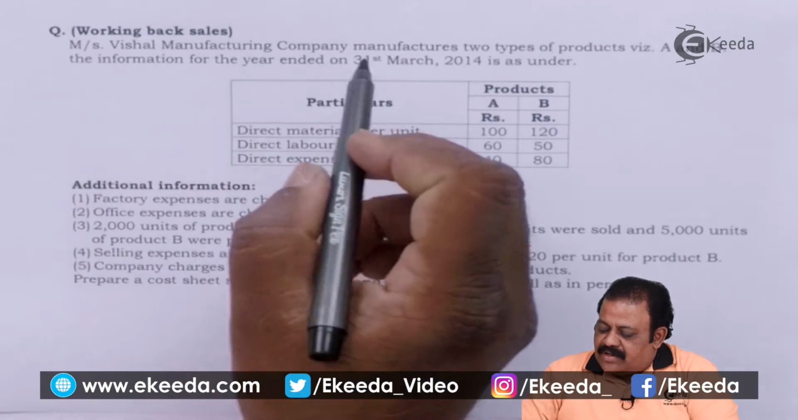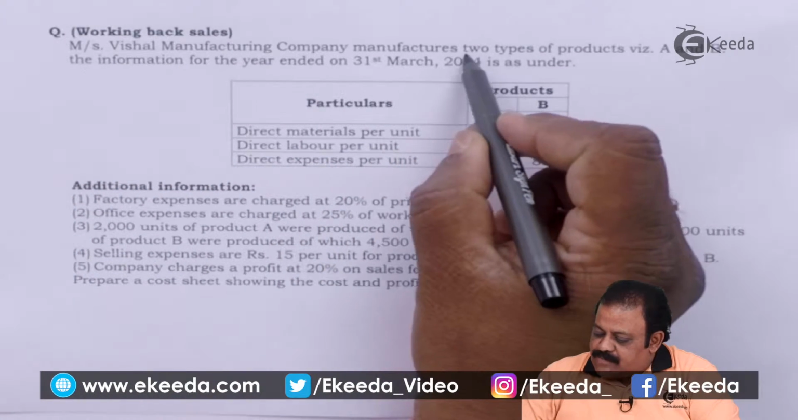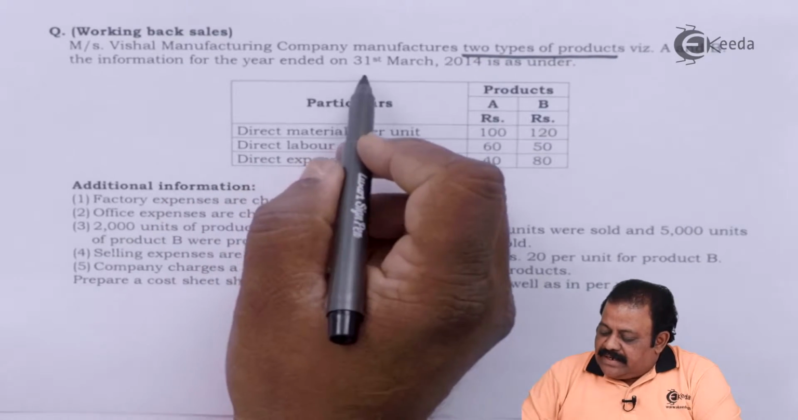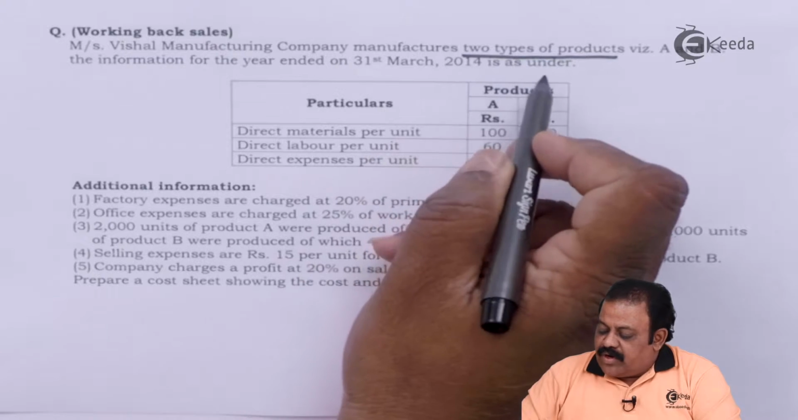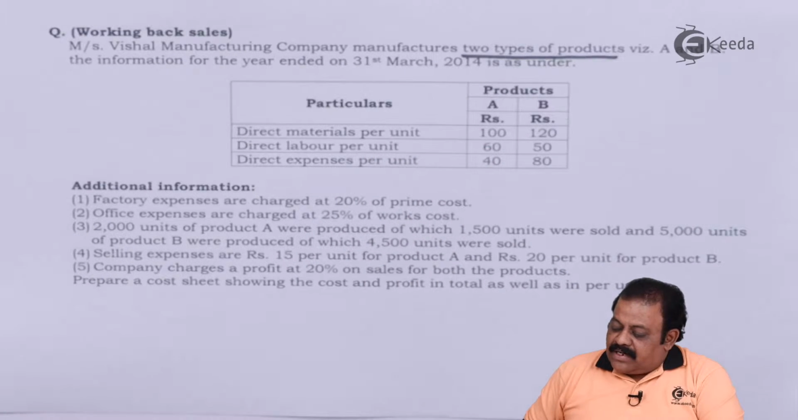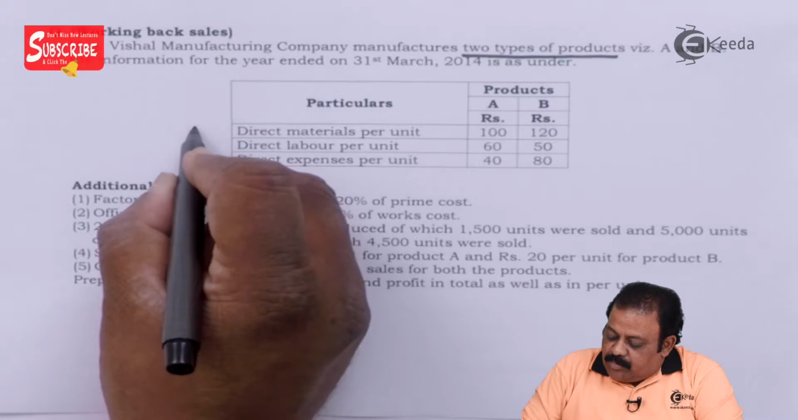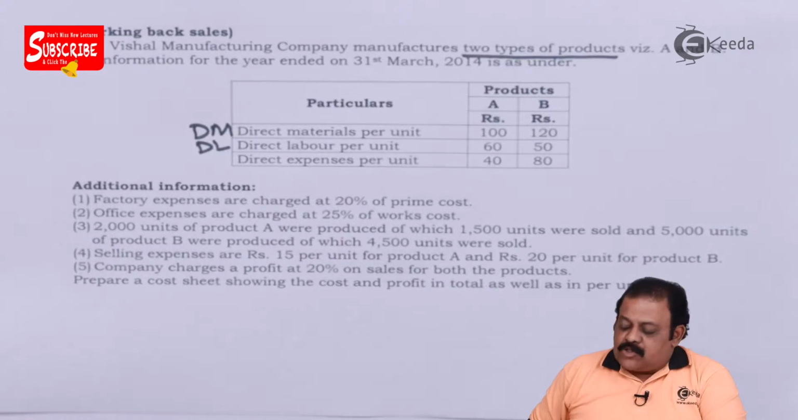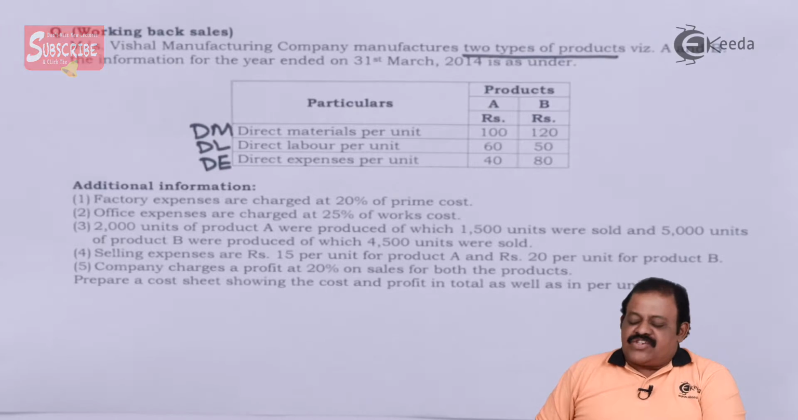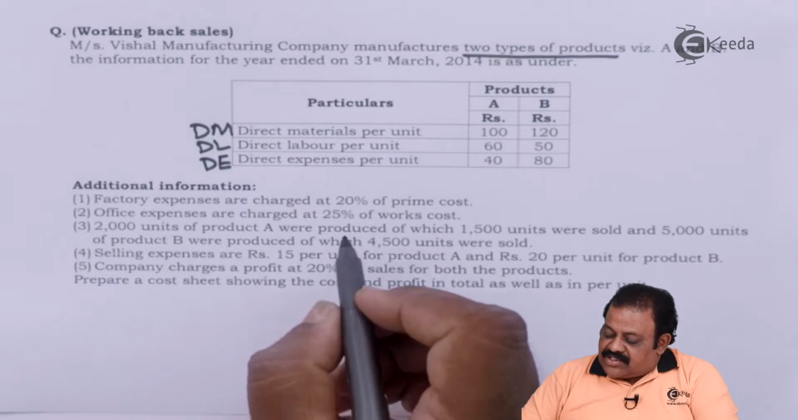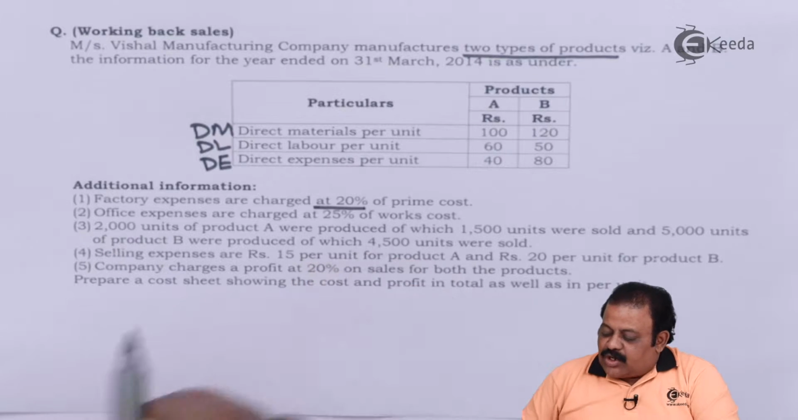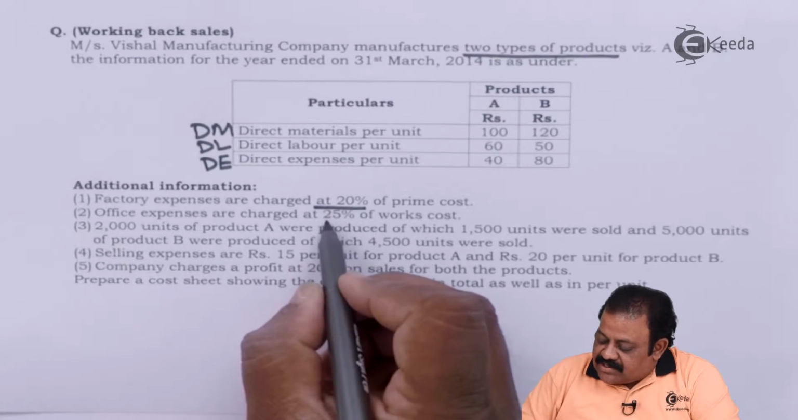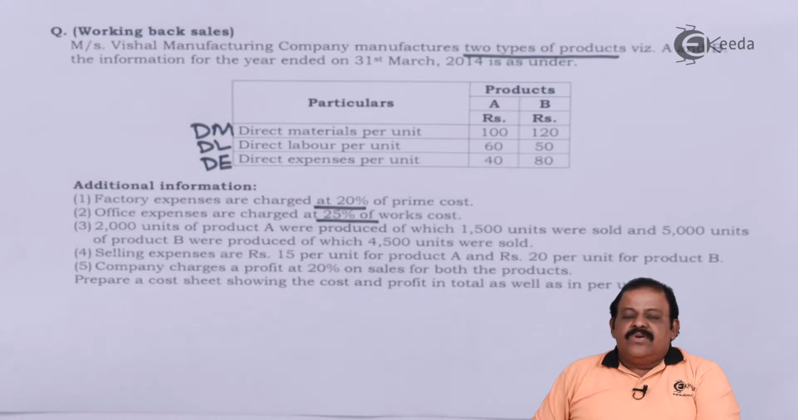Messrs. Vishal Manufacturing Company manufactures two types of products, A and B. The information for the year ended 31st March 2014 is as under. Direct material per unit, direct labor per unit, and direct expenses per unit are given for both the products. Additional information: factory expenses are charged at 20% of prime cost. Office expenses are charged at 25% of works cost.